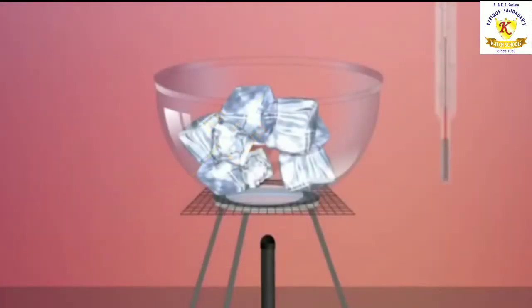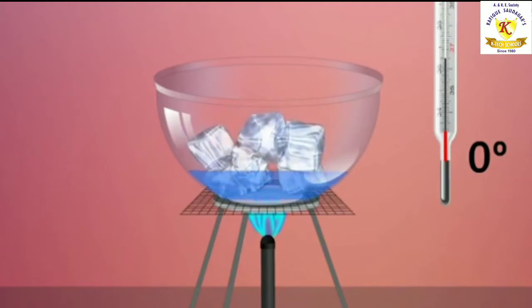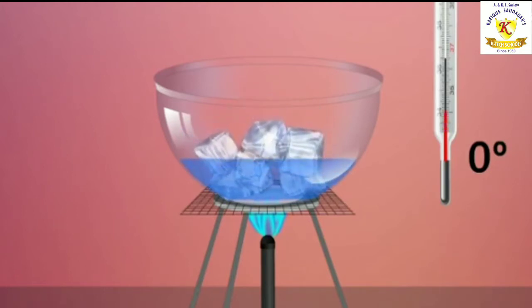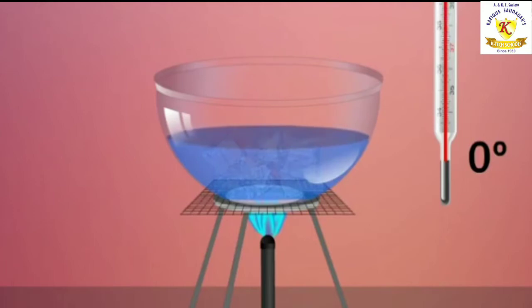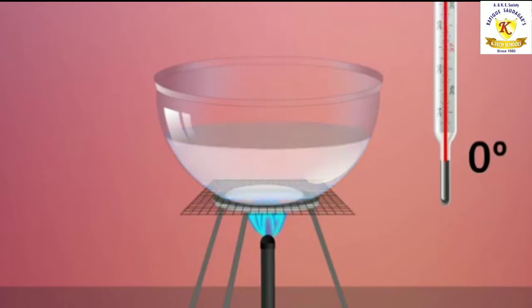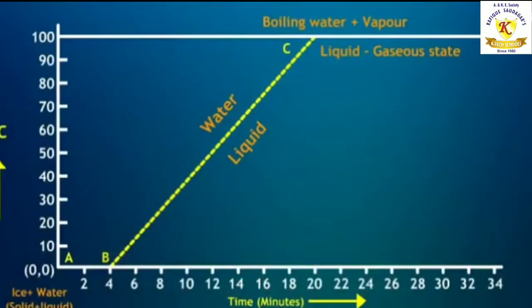You will observe that the temperature of the mixture remains 0 degrees Celsius till the ice melts completely. If we continue heating, even after conversion of all the ice into water, the temperature of water starts rising and reaches 100 degrees Celsius. At this temperature, water starts converting into steam. The temperature remains constant at 100 degrees Celsius till all the water converts into steam. The graph of temperature versus time is shown above.